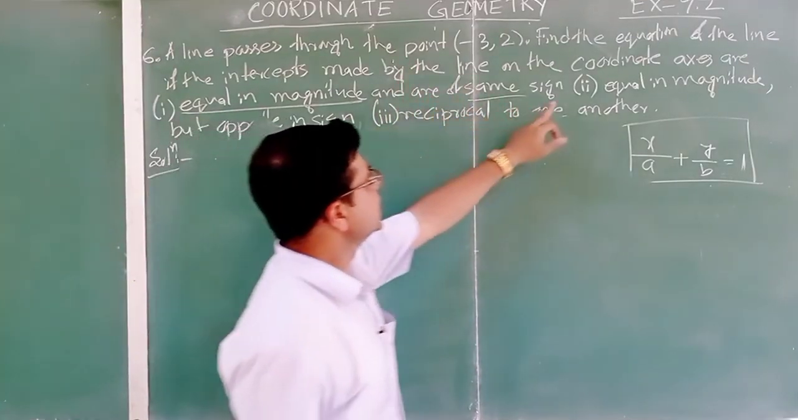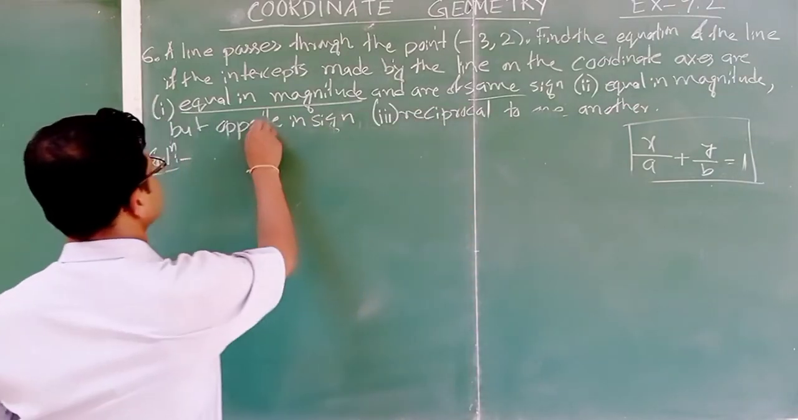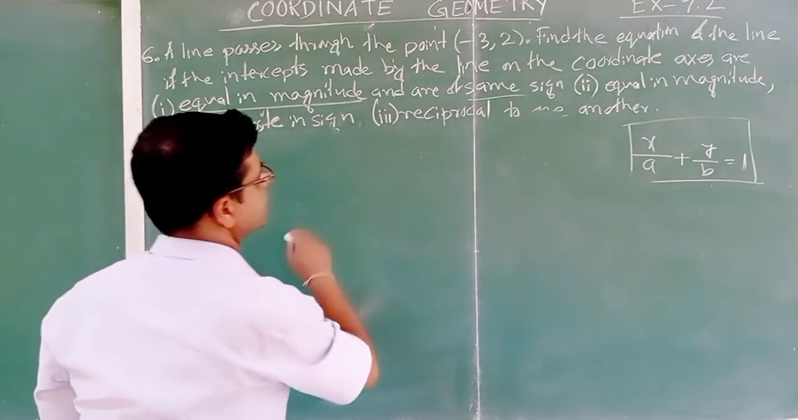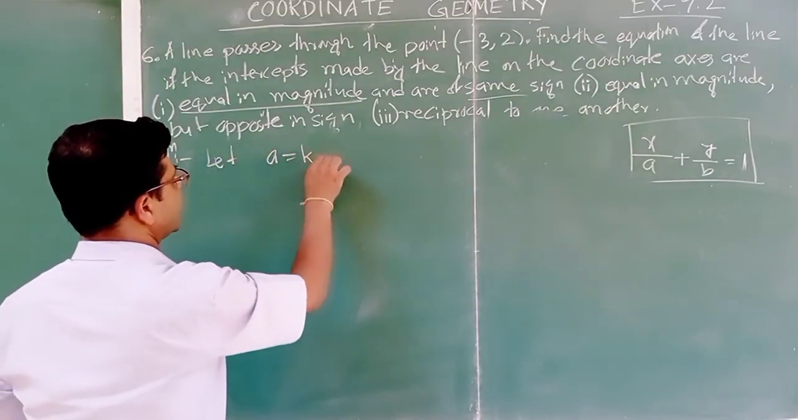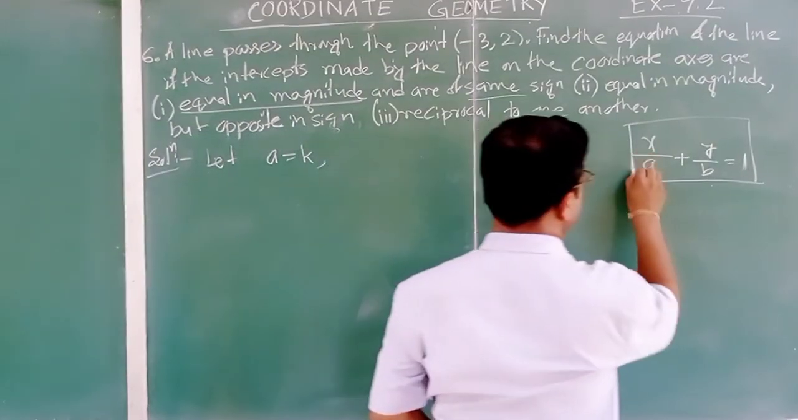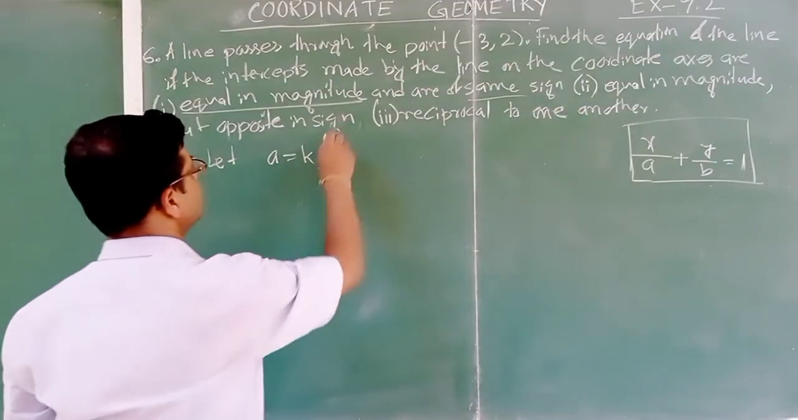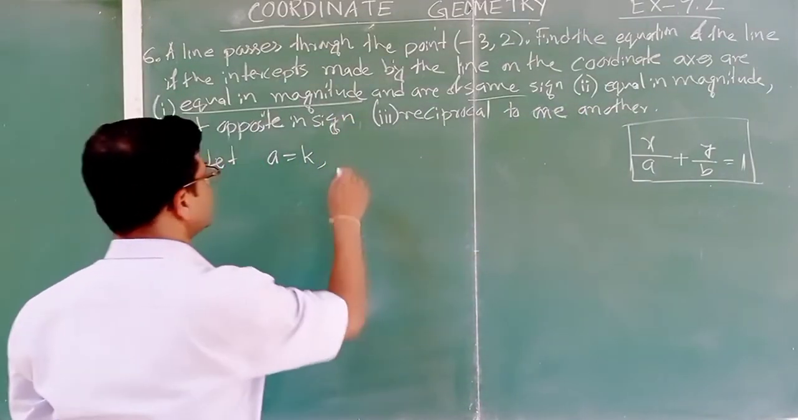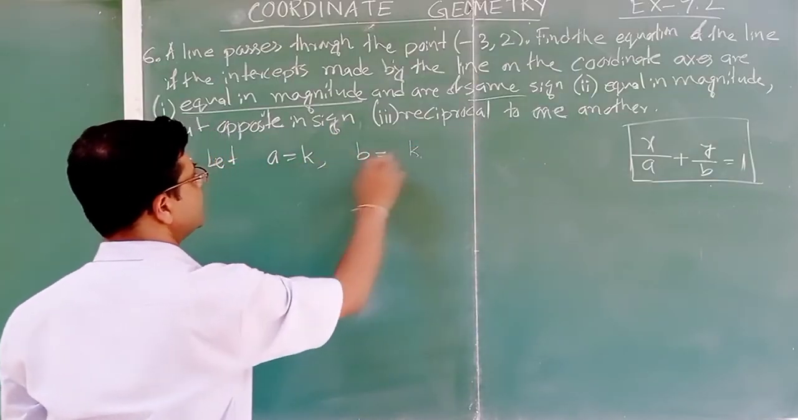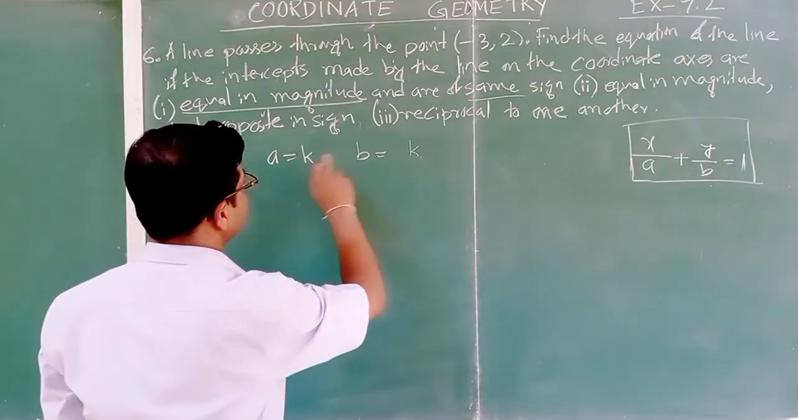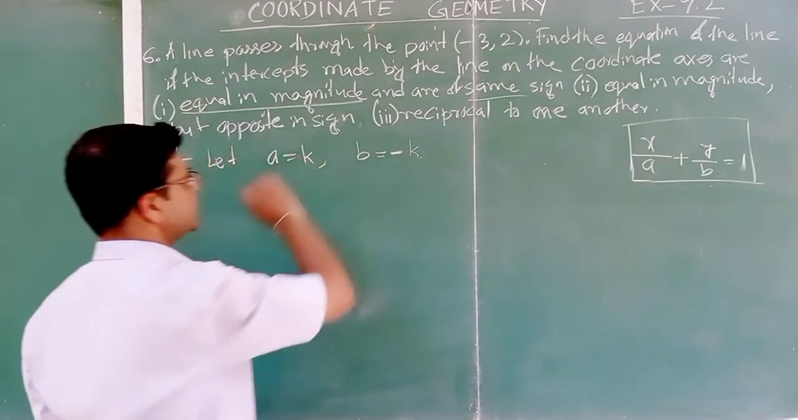All right, now in the second case, the intercepts are equal in magnitude but opposite in sign. That means let us suppose a equal to k, and this is the format of the equation, x by a plus y by b equal to 1. Equal in magnitude means a and b both have the same value, suppose k, opposite in sign, so let us take b equal to the negative of this, -k.